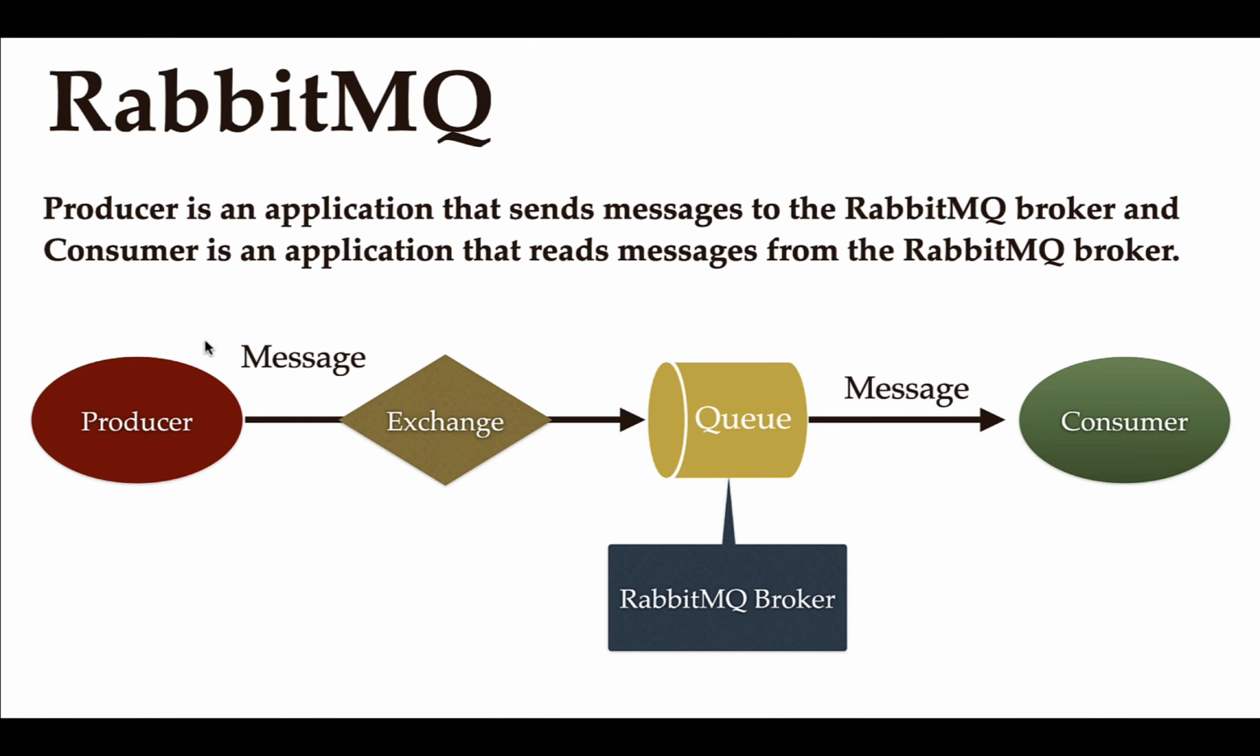Producer is the application that sends a message to the RabbitMQ broker, and consumer is the application that reads a message from the RabbitMQ broker. Alright, so this is how the RabbitMQ works.